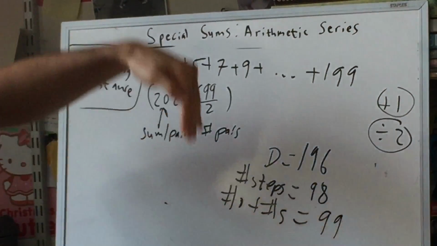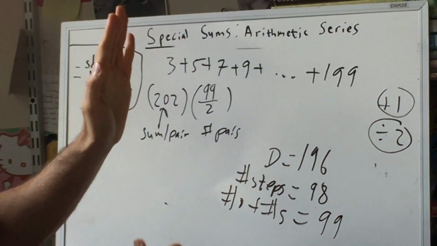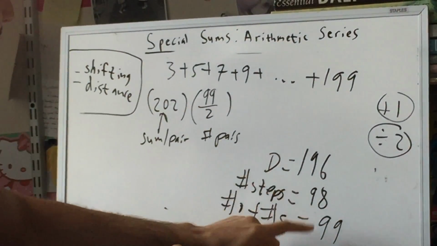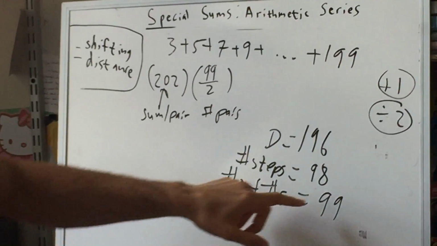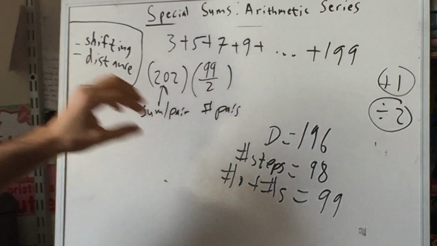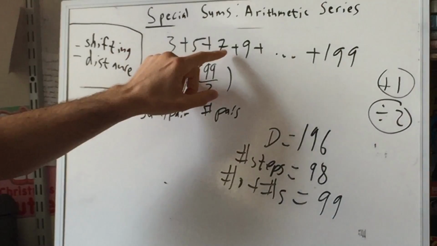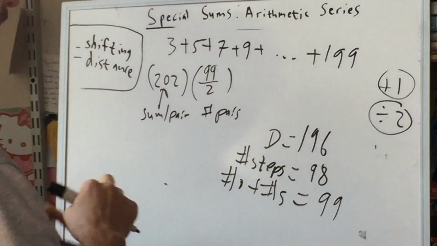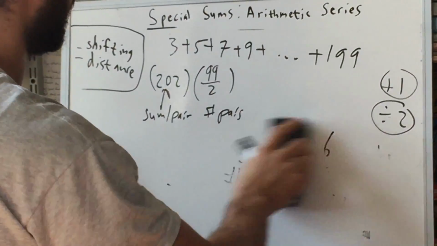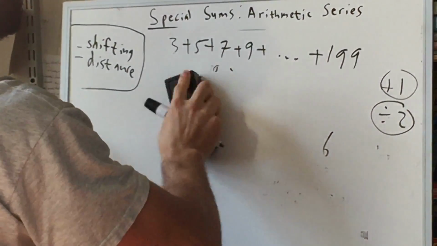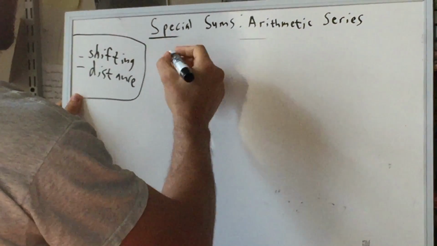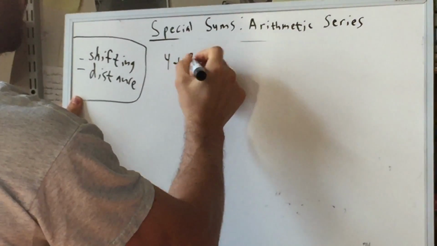Now remember, since there's 98 steps, the number of numbers is 1 more, 99, because we have to consider our initial starting point. Because when you step, you don't count the initial starting point. So we get the same 99. Since there's 99 numbers, there's 99 over 2 pairs. So that's an example of how to use each method in this problem. Now let's do 2 more problems so we could see how this can get a little trickier. So let's say we have something like this.